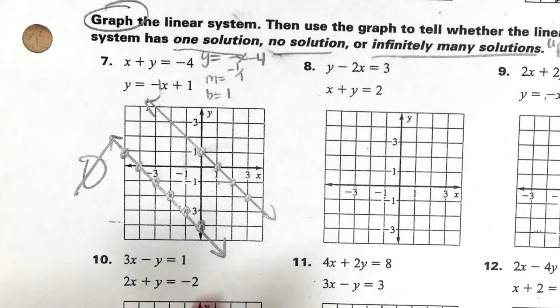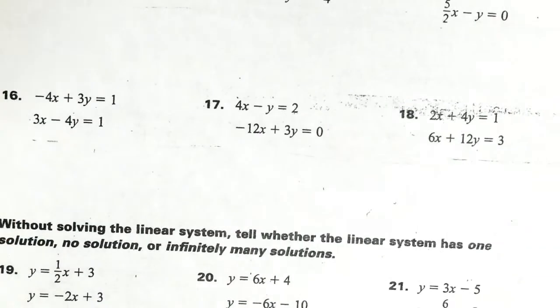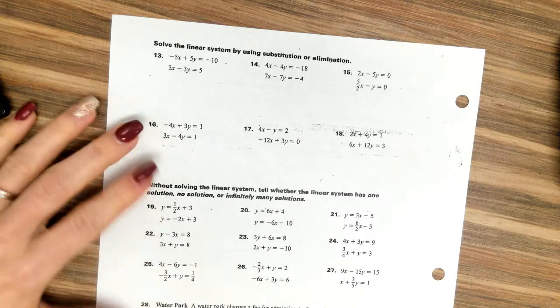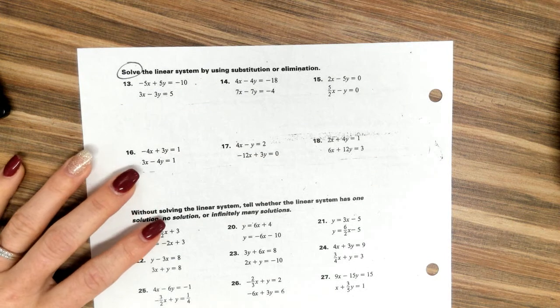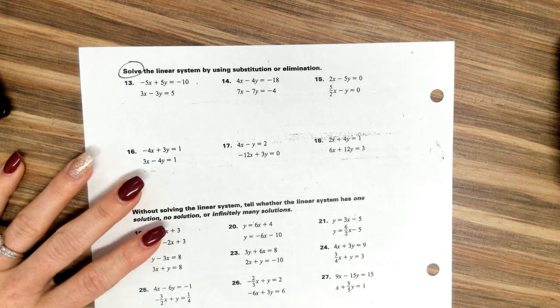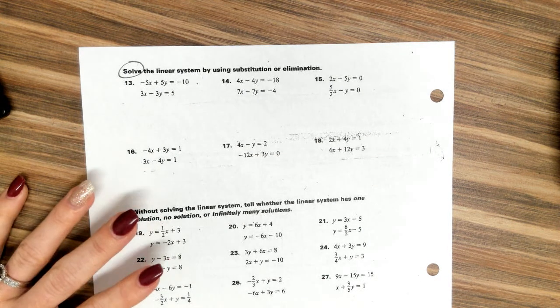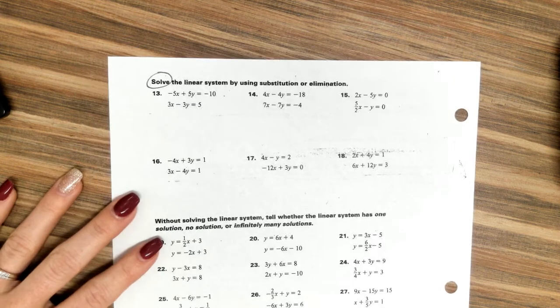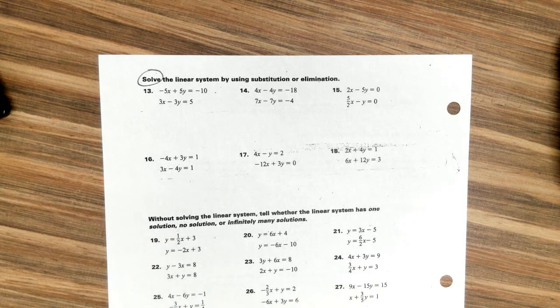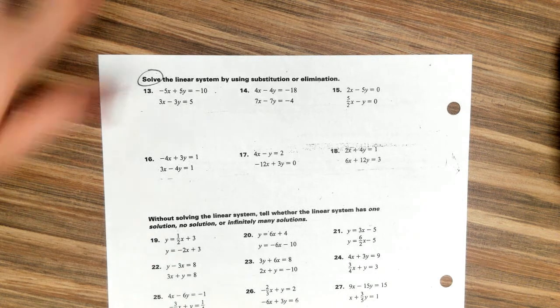Okay, go to the back. Numbers 13 through 18, you have to solve the linear system. You can choose how to solve it. Totally up to you. I did elimination on every single one. Okay, let's do one of them together. Let's do number 13.